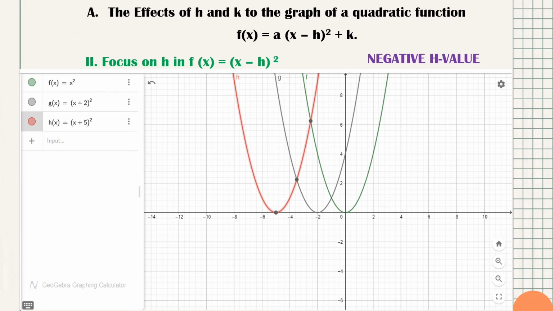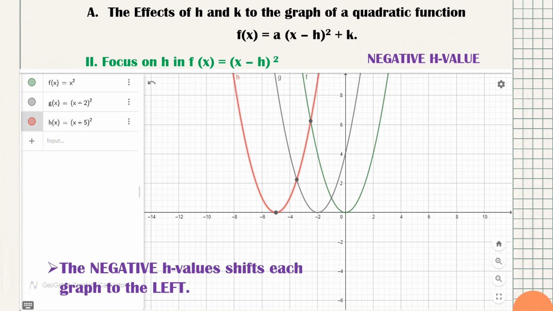Now, what have you noticed on the graph of negative h value? Very good. If positive h value shifts the graph to the right, negative h value shifts the graph to the left. So the negative h value shifts its graph to the left.